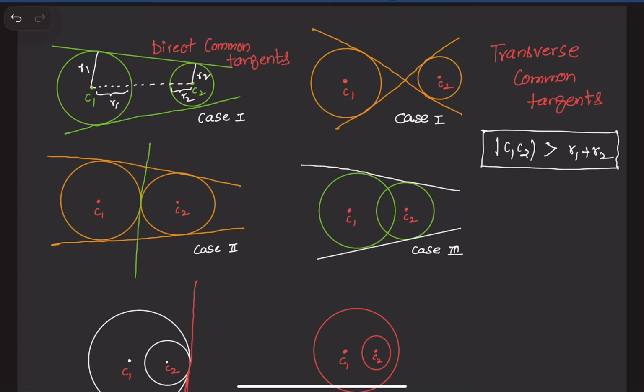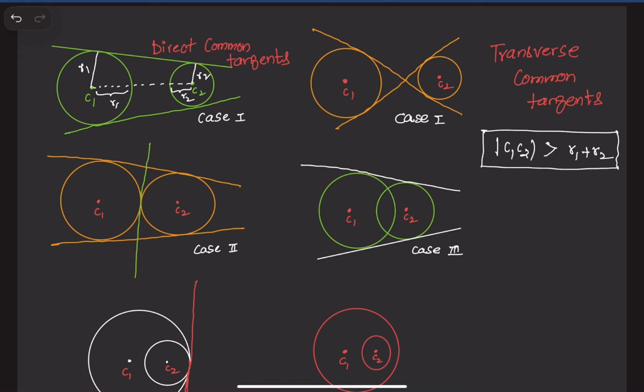Now, let us proceed to the second case. In this case, the two circles touch each other at an external point, and this is that particular external point. In this case, you can draw two common tangents which are direct common tangents, and there will be one transverse common tangent. Alright. So this is one transverse common tangent.